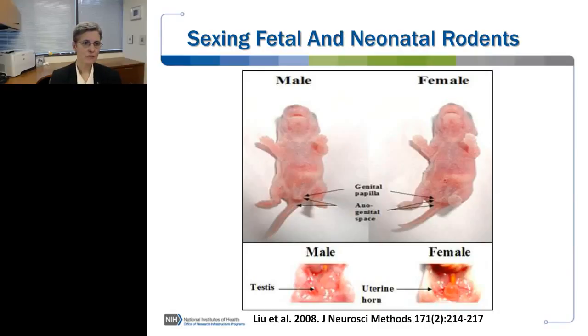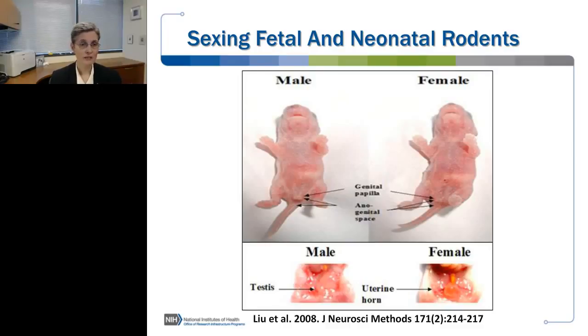Now, I mentioned before that in some studies people were able to set up sex-specific cultures because they sexed neonatal rodents. We are able to sex fetal and neonatal rodents. We've been successful in sexing embryonic days 16 and 17 in rats and mice.